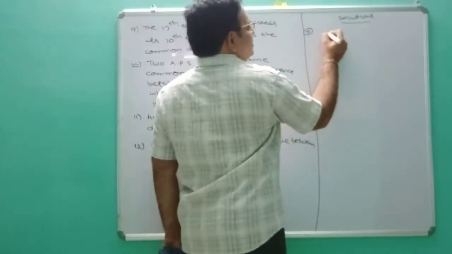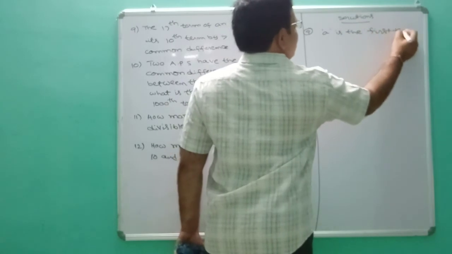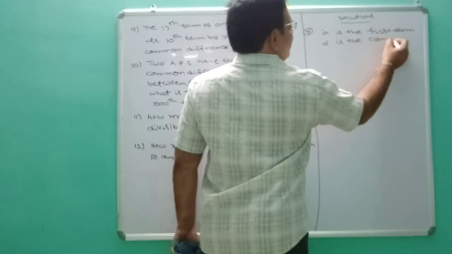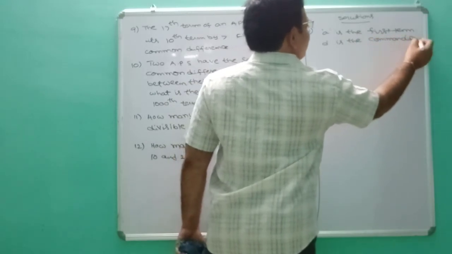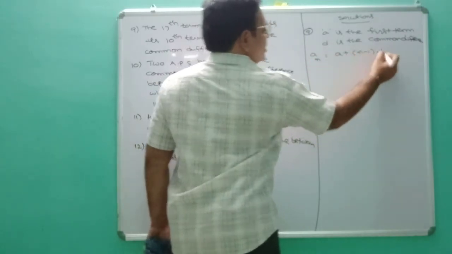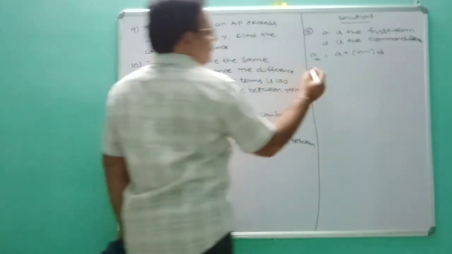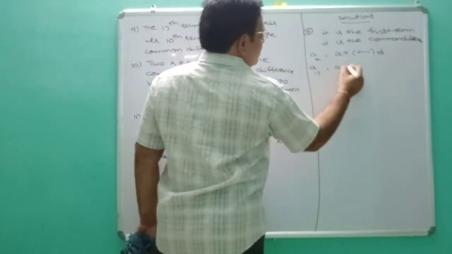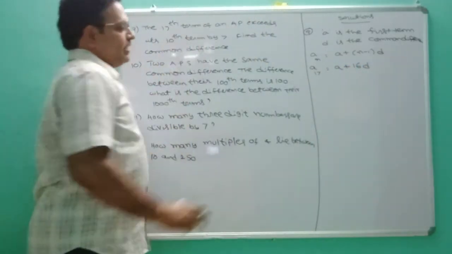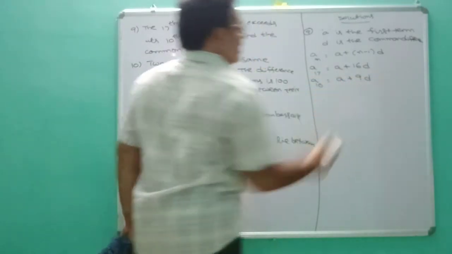A is the first term, D is the common difference. This is the per unit step. Then an equals a plus n minus 1 into d. First you take the 17th term: a17 equals a plus 16d. Next, the 10th term is a plus 9d.